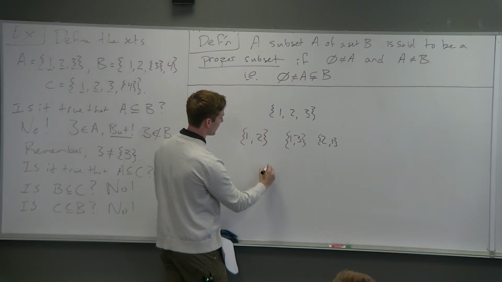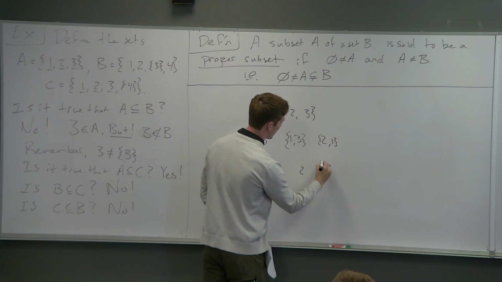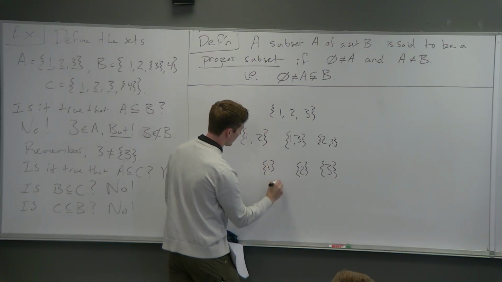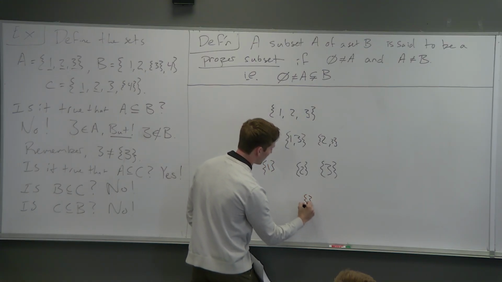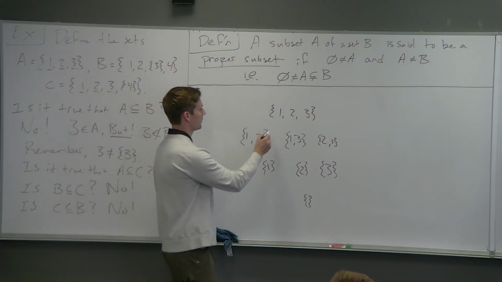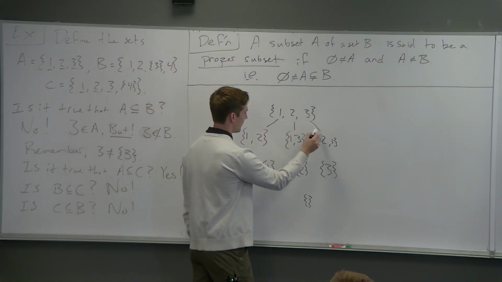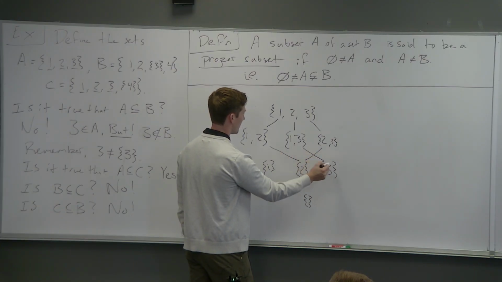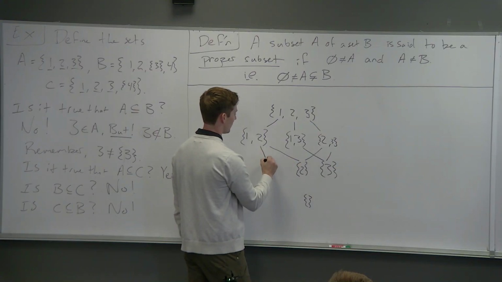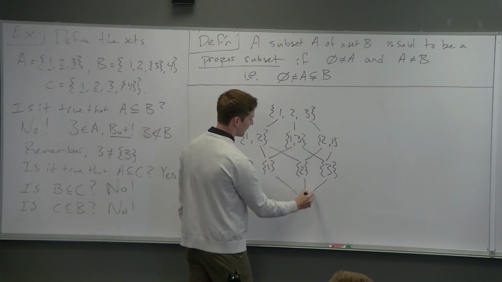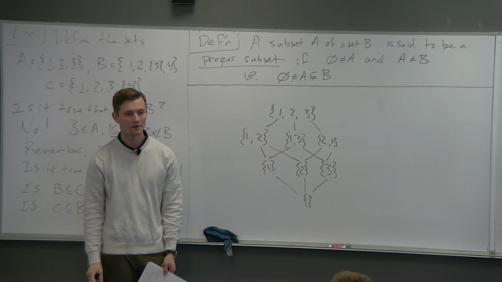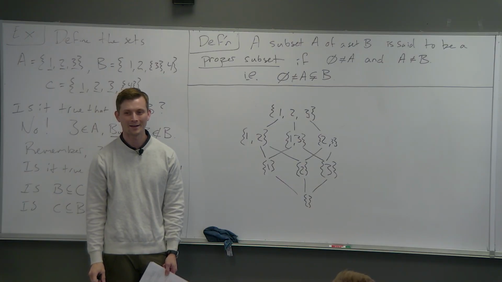Then you could do the 1-element subsets, 1, 2, and 3. And then you have the empty set at the bottom. And if you want to think of it like this is a subset of that, that's a subset of that, that's a subset of that. 2 is a subset of this one and that one. 3 is a subset of this one and this one. 1 is a subset of this one and that one. And the empty set is a subset of all of them. And if you look at it, it looks a little bit like a cube, doesn't it? Oh, that's kind of nice.